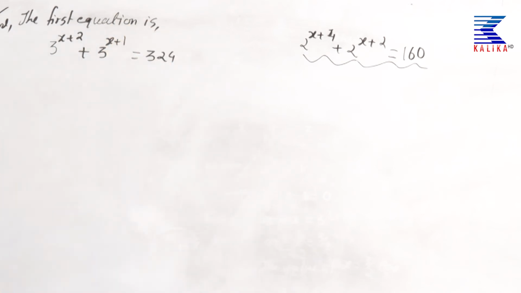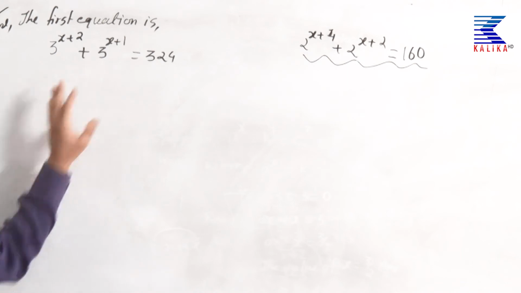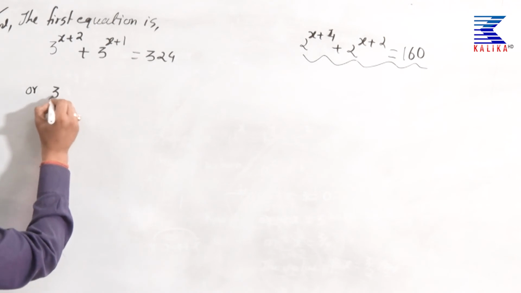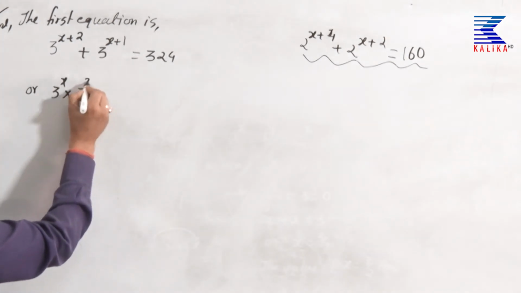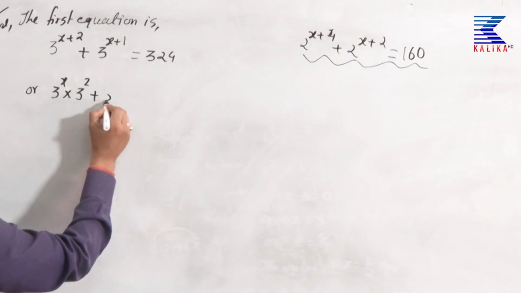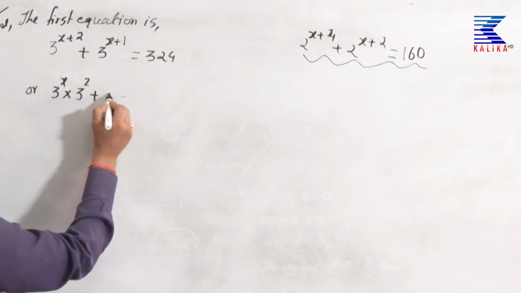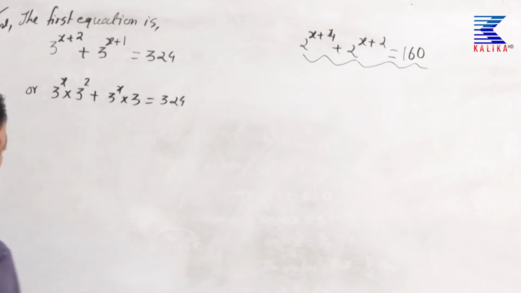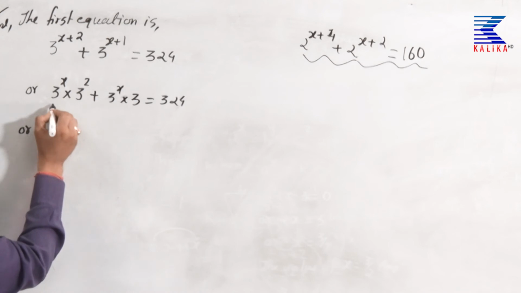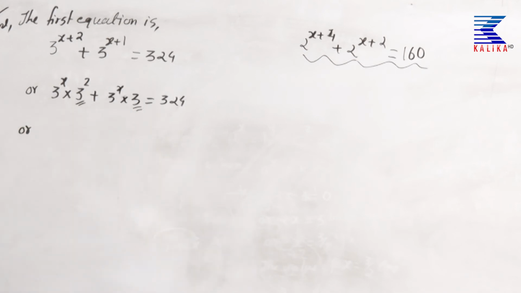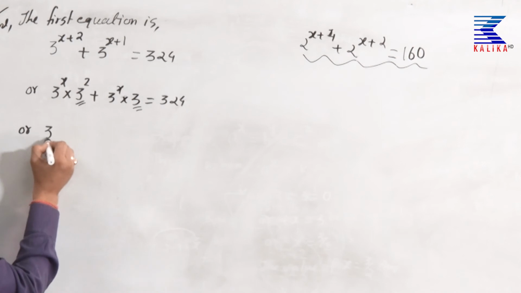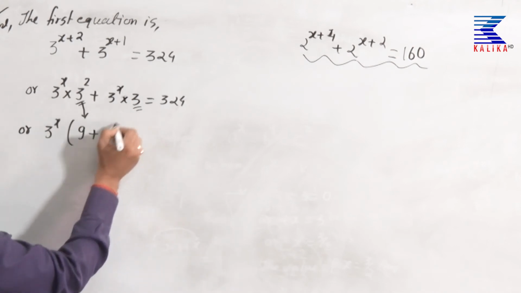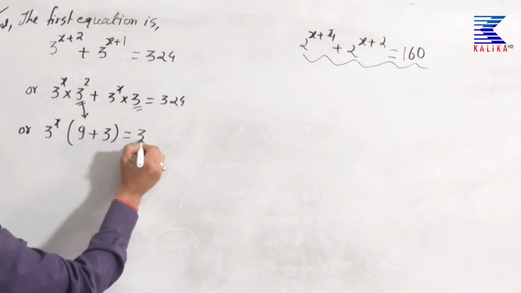The first equation is this, and yesterday we also did this type of question. We are splitting the power. Even though 3 also comes common from here, I am taking only 3^x common, dear student. Then what is left? 9 plus what is left? This 3 is equal to 324.